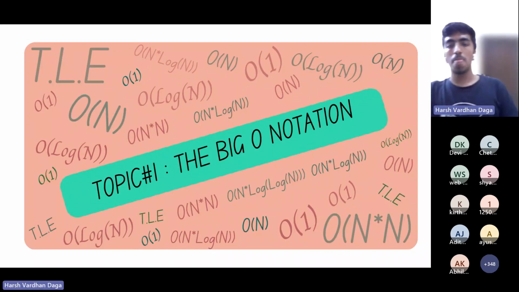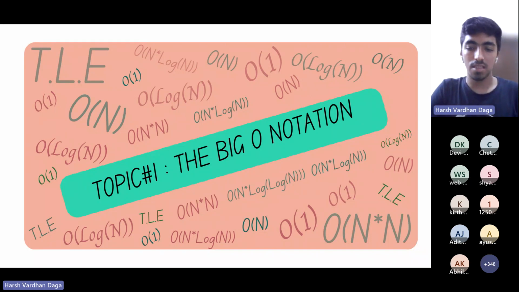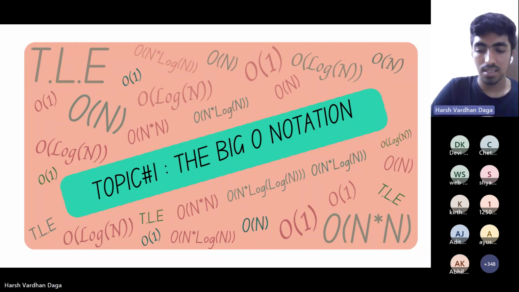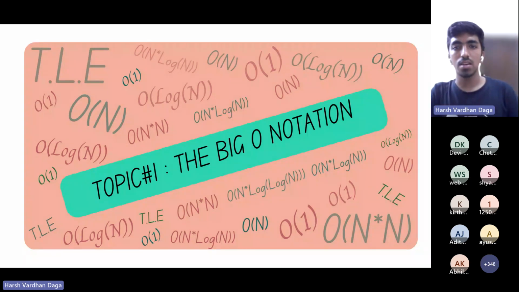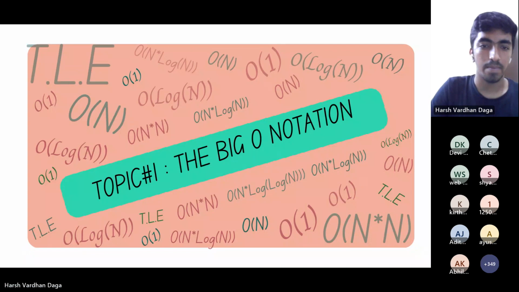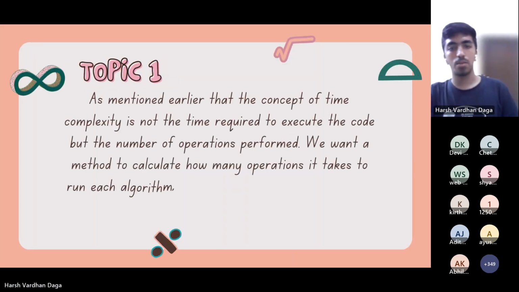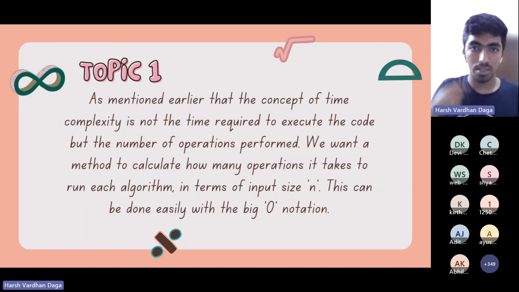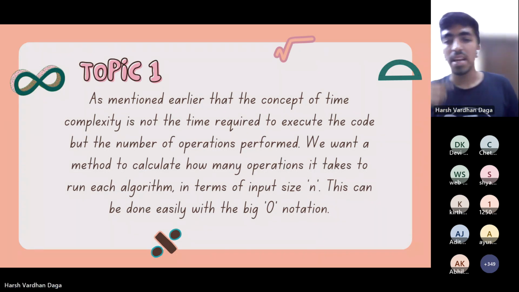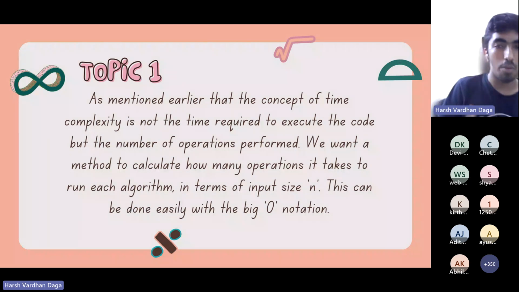Yeah. So let us start the first topic, which is the big O notation. This is a very trivial and a bit important topic, which is used to approximate and calculate time complexity. So let's see. As I mentioned earlier, the concept of time complexity is not the time required for execution of a code. I am repeating that again and again because it's a very big misconception that needs to be kept in mind. It basically calculates the number of operations.